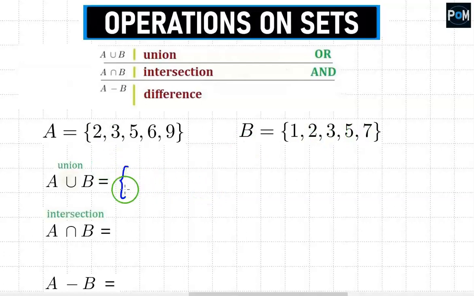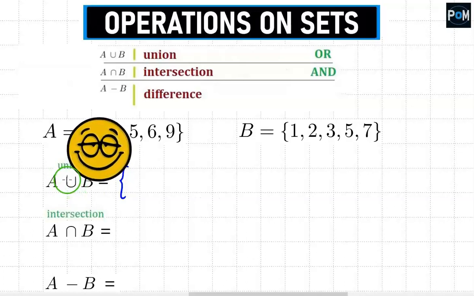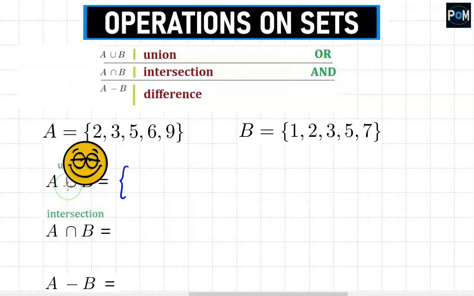Or you could look at it this way. This union is like a smiling face. It's a nice union, really. And she says, yes, I'll take to the union all the numbers found, whether in set A or in set B. All it takes is for a number to be here or there, and then I put it to the union. First, we take all the elements from set A.